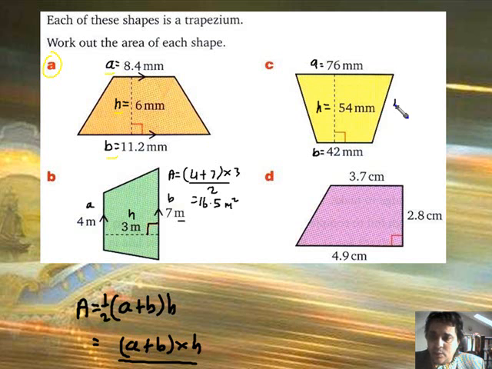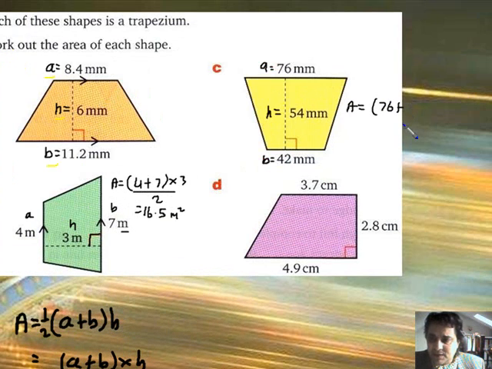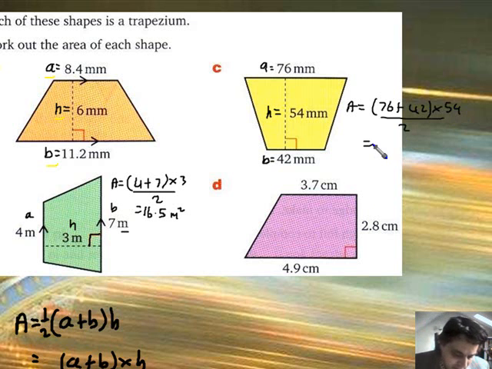Here we go. So what we've got for area is going to be the top bit, 76, plus the bottom bit, 42, multiplied by the height, 54, halve it. Again, punch it into the machine. 76 plus 42, press equals. Multiply it by 54, press equals, just to be sure. Divide that by 2, and we've got ourselves quite a big number actually, because we're multiplying by an awful lot.